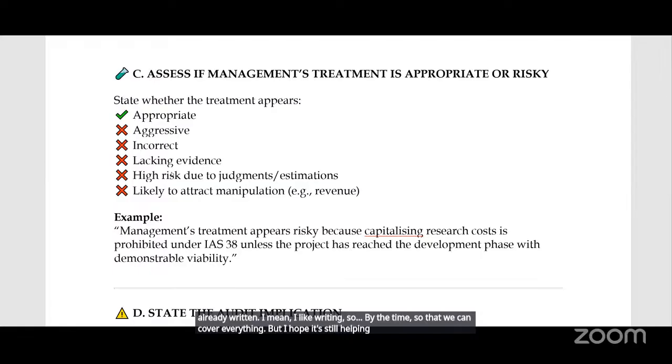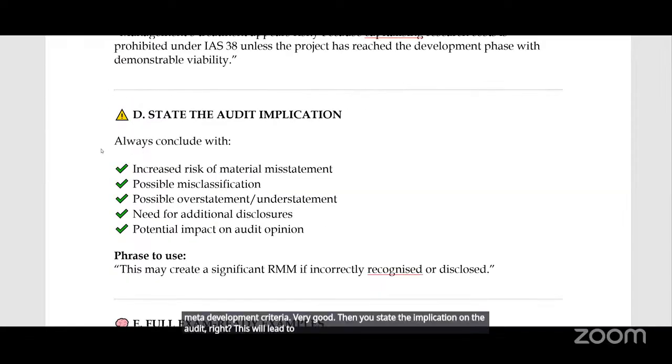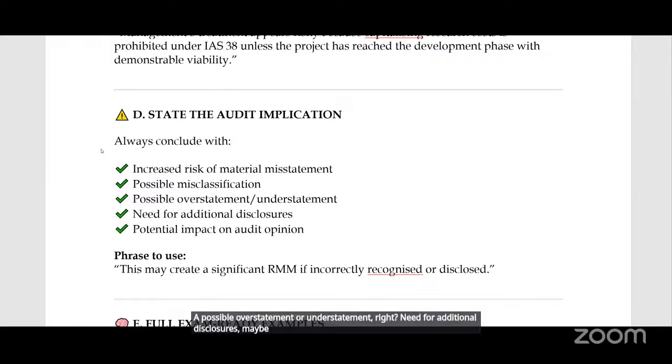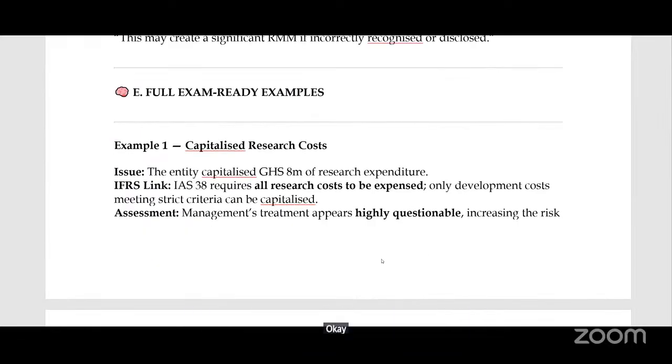So management's treatment appears risky because capitalizing research cost is prohibited under IAS 38 unless the project has what? Met the development criteria. Very good. Then you state the implication on the audit, right? This will lead to what? Increased risk of material misstatement, maybe a possible misclassification, a possible overstatement or understatement, right? Need for additional disclosures, maybe potential impact on the what? Audit opinion. So this may create a significant risk of material misstatement if incorrectly recognized or disclosed. Very good.